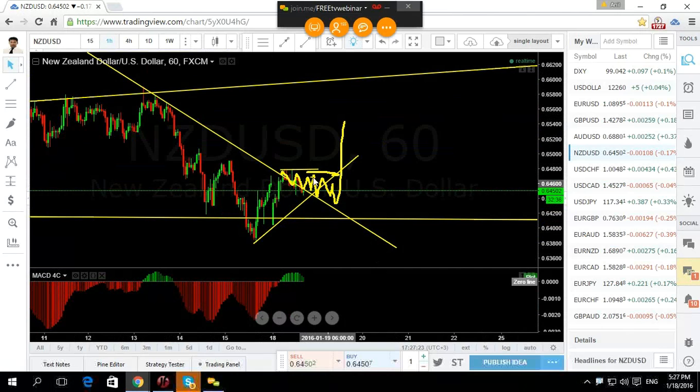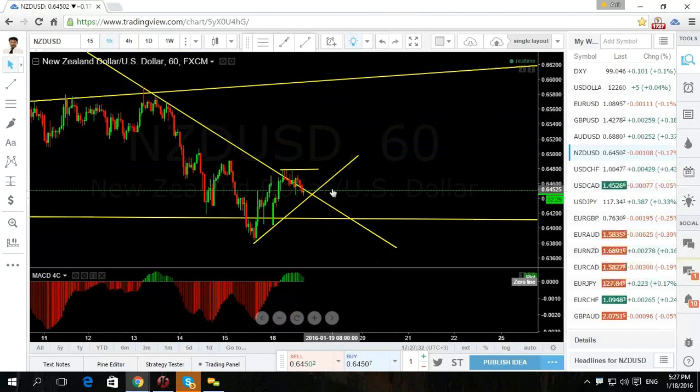Remember, I'm not giving you trade calls here. Let me just remind everybody. I'm not saying buy this or sell that. I'm just showing you my view for the week, and I'm trying to show you more of a longer-term view rather than the short-term view.